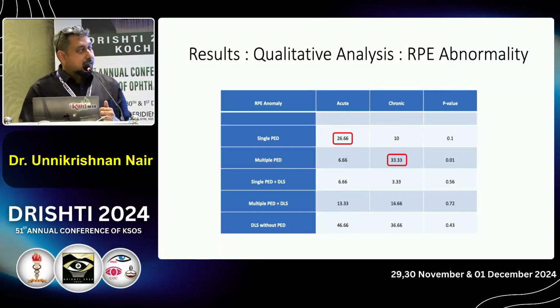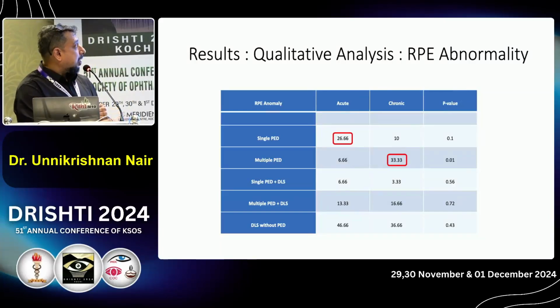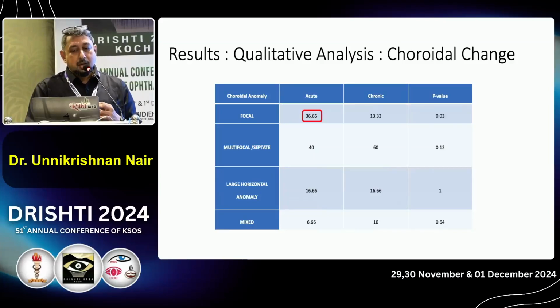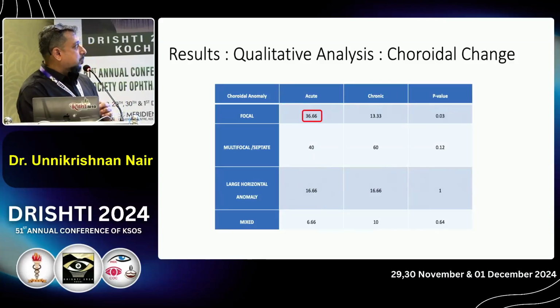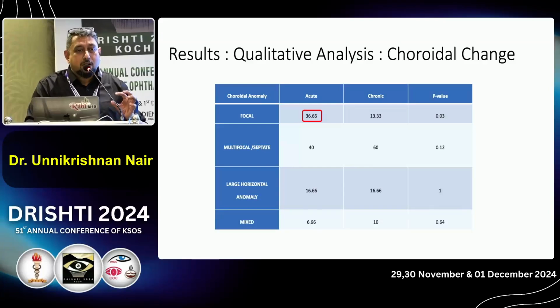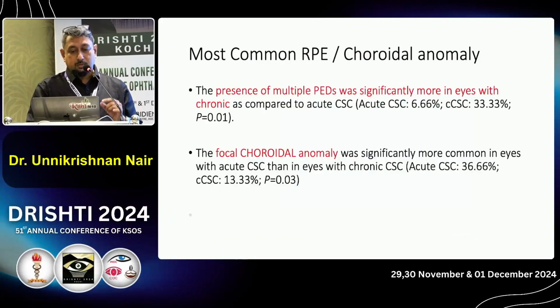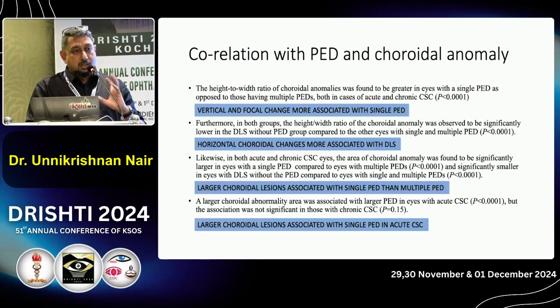Looking at the qualitative analysis, the most common finding in acute CSR was the presence of a single PED. In chronic CSR, the presence of multiple PEDs was the most common feature. The most common choroidal change was a large focal choroidal vessel or a pachy vessel when you had a focal RPE lesion. So basically, the most common was multiple PEDs in chronic CSR and a focal choroidal enlargement or a pachy vessel in acute CSR. So this is how the correlation went.